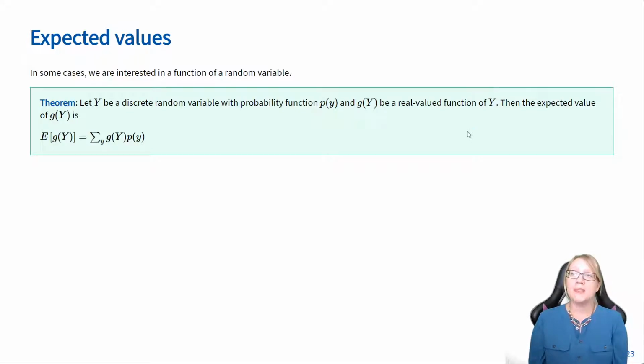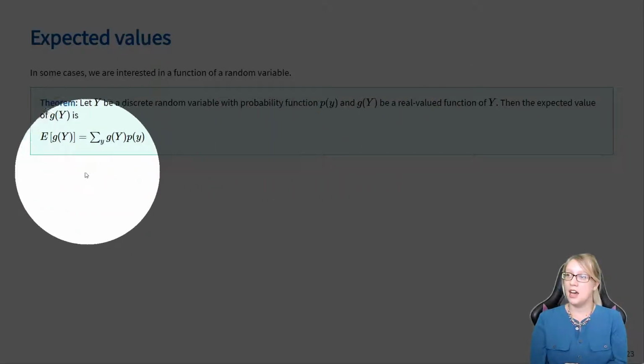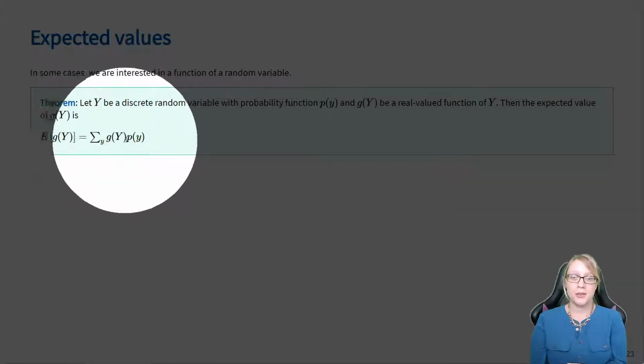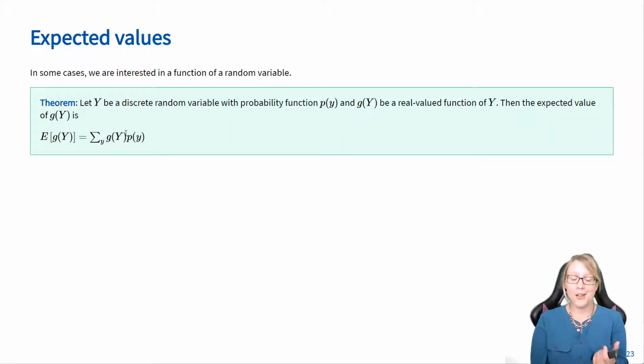So let y be a discrete random variable again, and let's say that we have a function of y, say g of y. It turns out that the expected value of this function g of y is just the sum of all of the g of y, so all of those functions evaluated at y, times the probability. So we can find, for example, the expected value of y squared by summing up y squared times the probability.